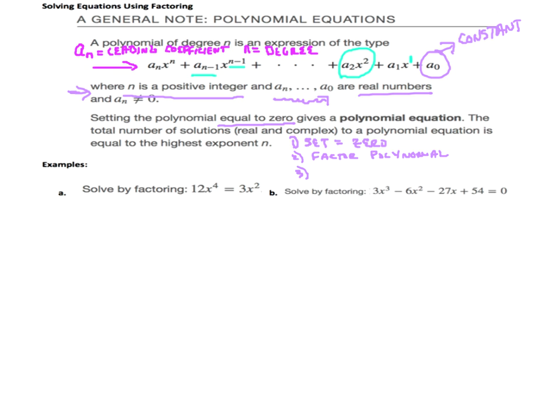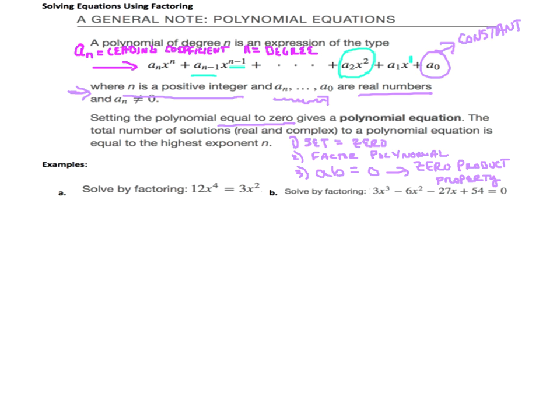And what you're going to end up with are things that are being multiplied that equal 0. Once you factor it, you're going to have this times this. And so you've got things that are being multiplied together equaling 0. Well, this allows us to use what we call the zero product property to solve.